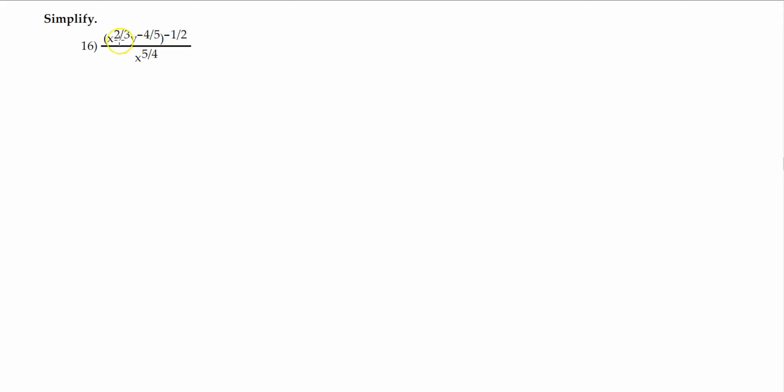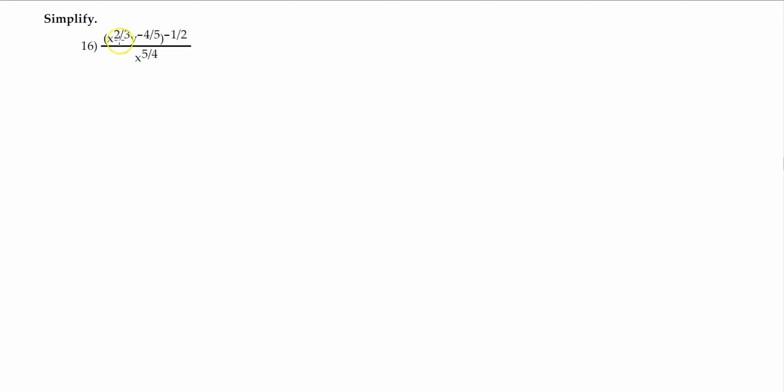Okay, so we have a situation where we have a power on top of other powers. So we're going to distribute this exponent into the base, into every factor in the base. And when we distribute this exponent, we multiply by the exponents on the inside. So we will have x to the 2/3 times negative 1/2 and y to the negative 4/5 times negative 1/2, all of this divided by x to the 5/4.